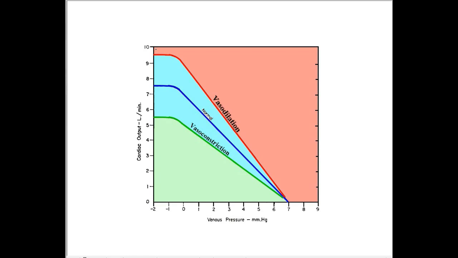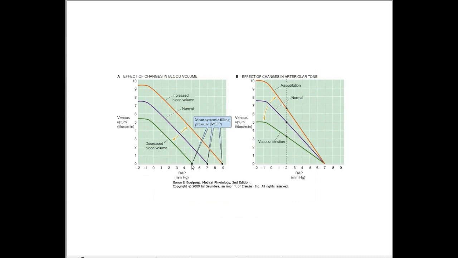This is always a little confusing to the students, because you expect that as resistance goes up, the curve shifts upward. Just remember that they're opposite of each other. Thus, venous return can be either increased or decreased by changing either the mean systemic filling pressure or the resistance in the system. And they can change simultaneously, and more than likely do as they work together.